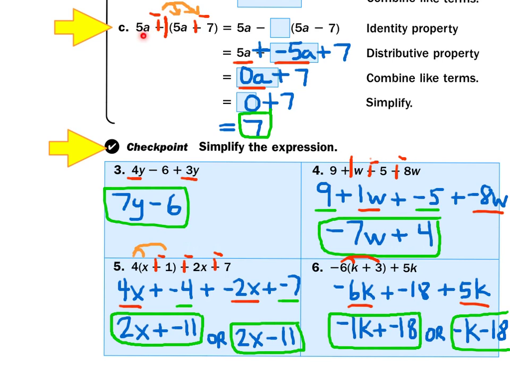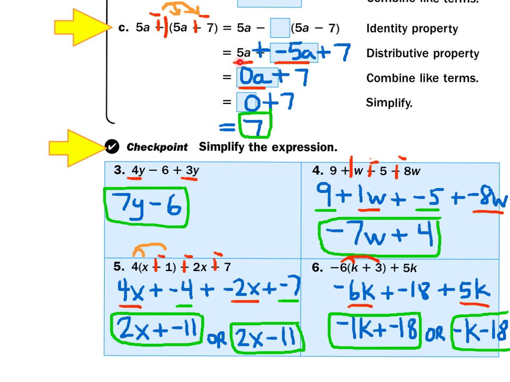So I copy the first 5a right here, and then I'm going to circle the negative 1 and draw a rainbow to the 5a. So negative 1 times 5a gives me that negative 5a, and then I copy the plus sign, and then do the rainbow. Negative 1 times a negative 7 makes a positive 7. So I get 5a plus negative 5a plus 7.